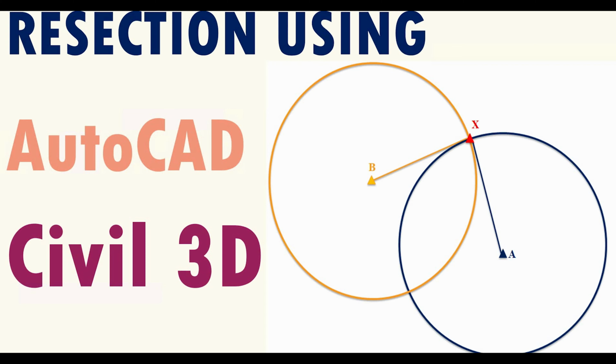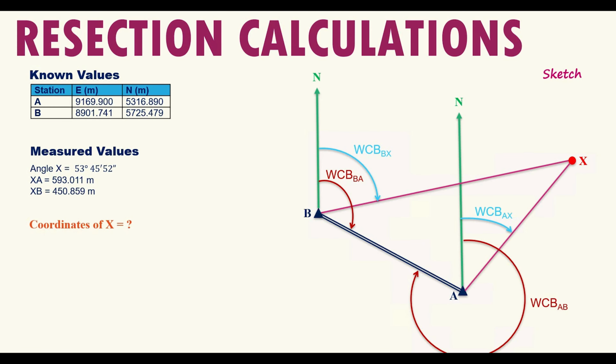Hello everyone and welcome to this new session which is about resection using AutoCAD or AutoCAD Civil 3D. As a reminder guys, in a previous video I explained how to do the resection calculations in details, and just to remind you that the resection would require the coordinates of two known stations A and B and some measured values using total station.